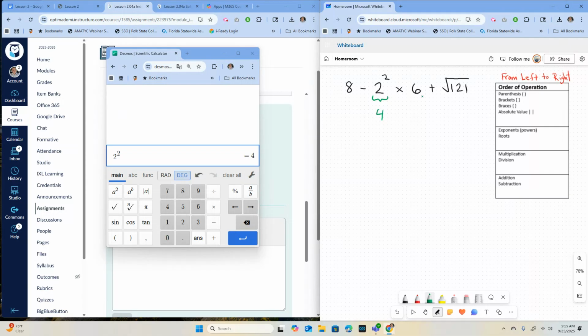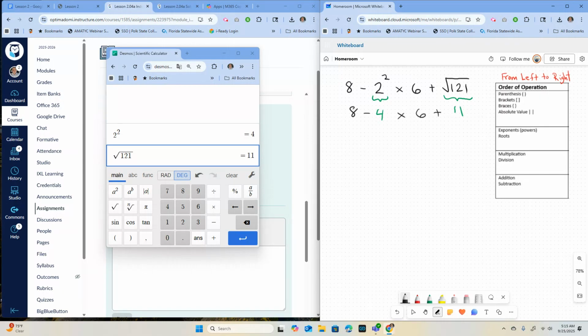Then as I keep moving to the right, I have a square root. Again, in my calculator, I'm going to do the square root of 121, and you can see I got 11. Then everything else that you have not used, write it again. I didn't use the a, the subtraction, the times, the 6, and the plus.